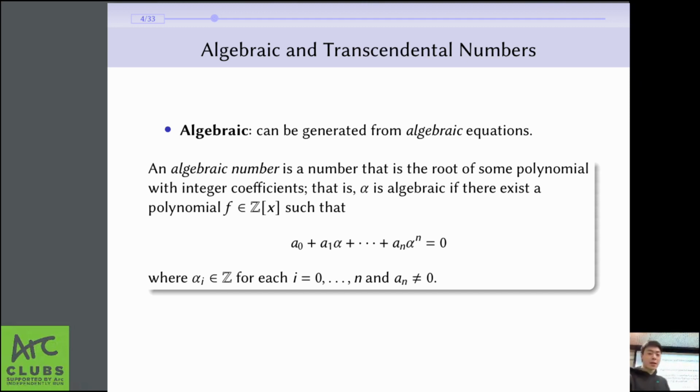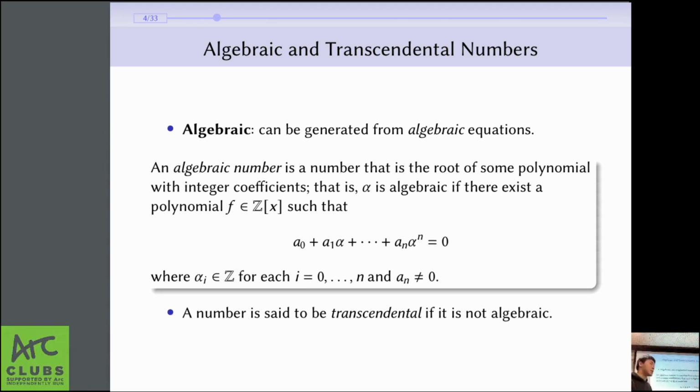In other words, alpha is algebraic if you can find some polynomial with integer coefficients such that a0 plus a1 alpha plus ... plus an alpha^n equals 0, where each of these ai come from the integers. So all of these coefficients are indeed integers. And we denote an to be non-zero, because if it were 0, then we'd just have a polynomial of degree n minus 1 instead. So if we want it to be terminating, we set an to be non-zero.